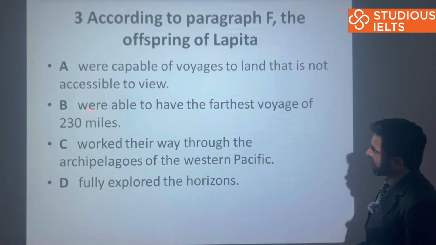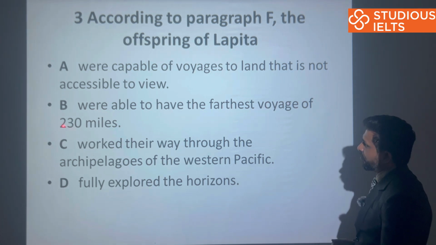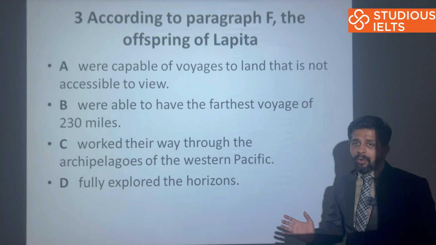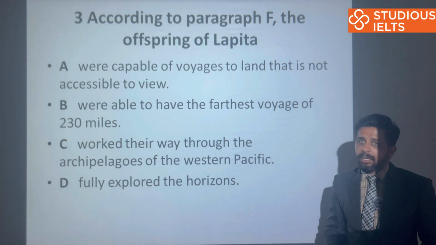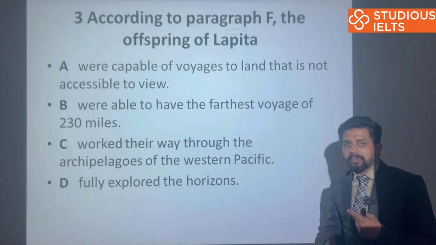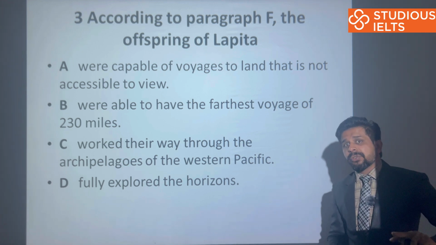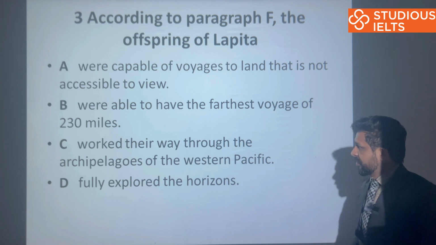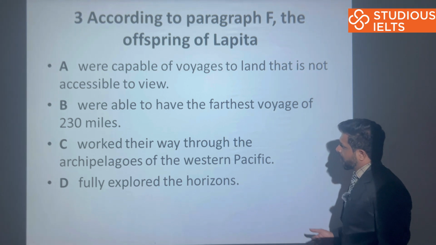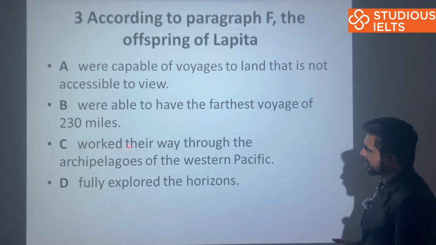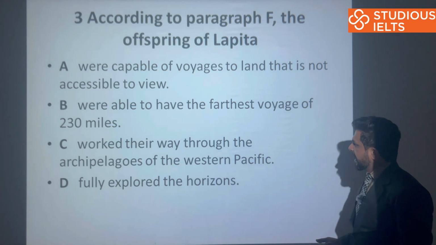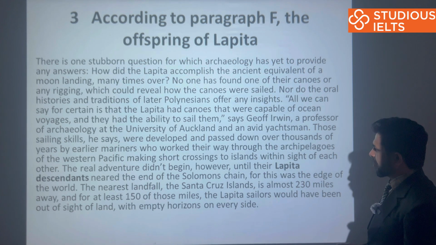Okay, further they say offspring of Lapita were able to have the farthest voyage of 230 miles. No, that was the minimum they achieved, not the farthest. That was the minimum distance to another island where they went, but they actually traveled beyond that as well. So that is an incorrect option. Then they say they worked their way through the archipelagos of the Western Pacific. I don't think so. This is what they actually mean.